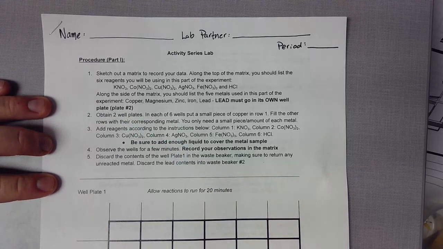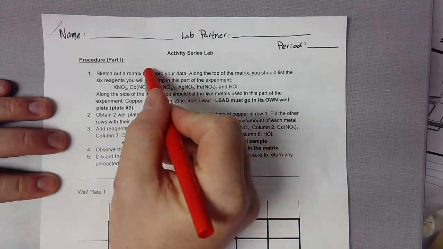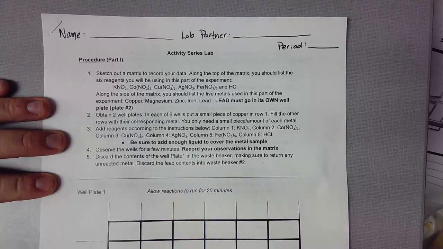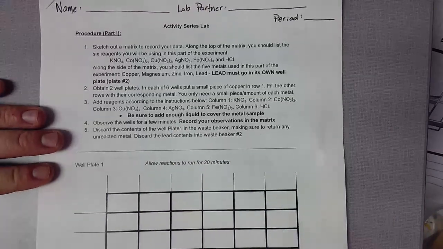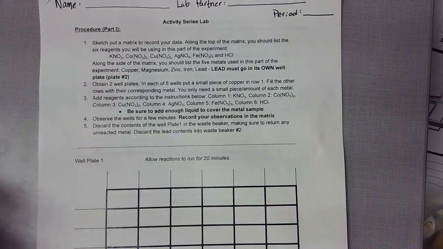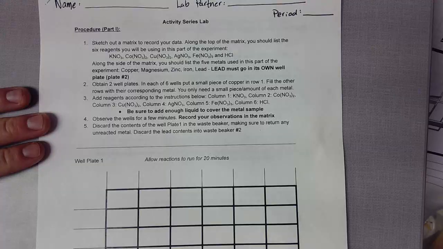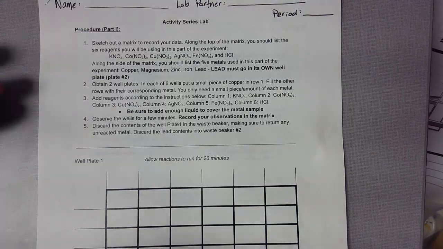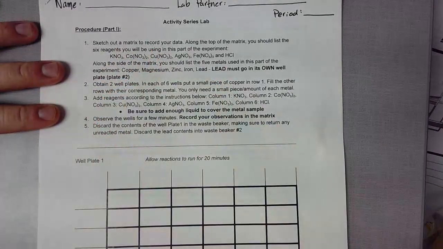All right, activity series lab. The procedure is really short, and the data collection page is also pretty short. So we're just going to talk through it today. We're going to set up your data collection table, and we're going to go through some safety considerations with the reagents. So procedure. Sketch out a matrix to record your data.